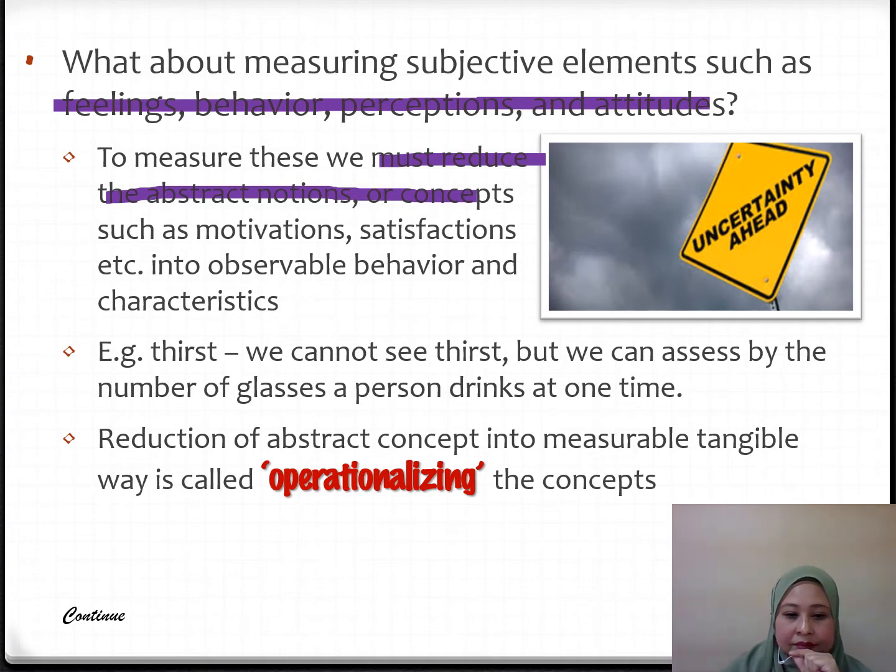Example here, thirsty. If you don't have any questionnaire, let's say that you are doing qualitative research, you cannot see how thirsty the people are, but you can assess through the number of glasses people drink at one time, right? This is what I call measuring.